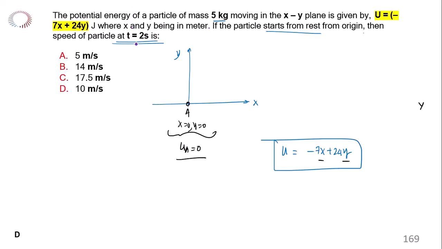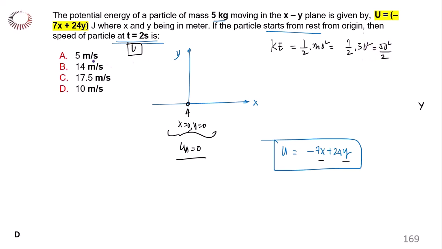Corresponding to that, can I say the kinetic energy of that particle at 2 seconds is half m v square? If v is the speed at this particular situation, then the kinetic energy of the particle is equal to half m into v square. Half into m, which is 5, and v square, so 5 v square by 2. That is the kinetic energy.